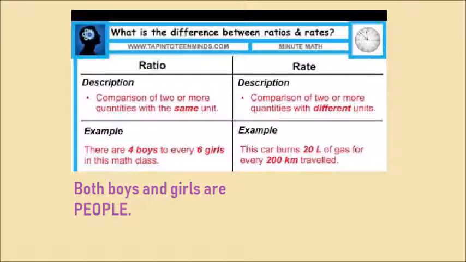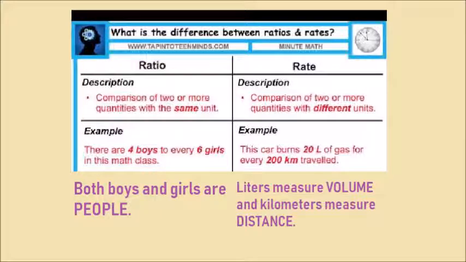For example, here it says that there are 4 boys to every 6 girls in the math class. Well, boys and girls are both people. It's still a count of people either way. Whereas, if a car is burning 30 liters of gas for every 200 kilometers traveled, liters are a measurement of volume, and kilometers measure distance. So they are very different from one another.